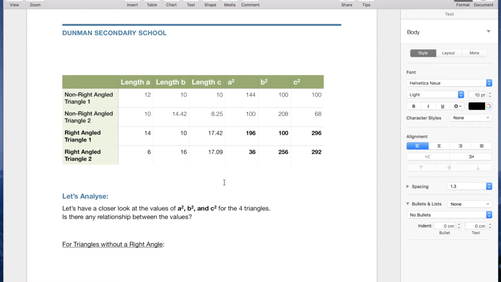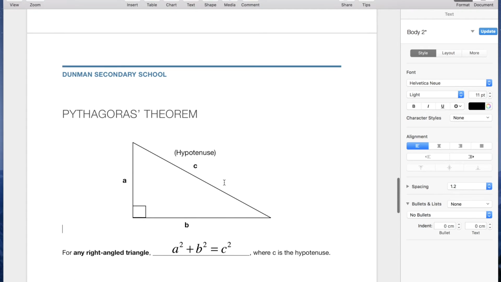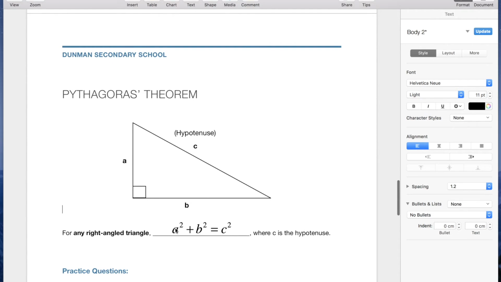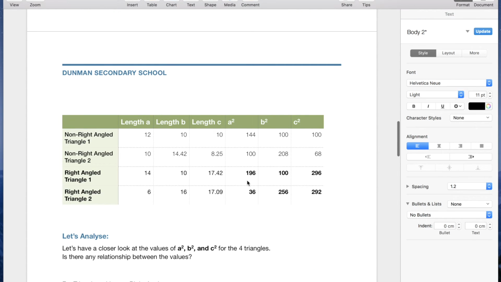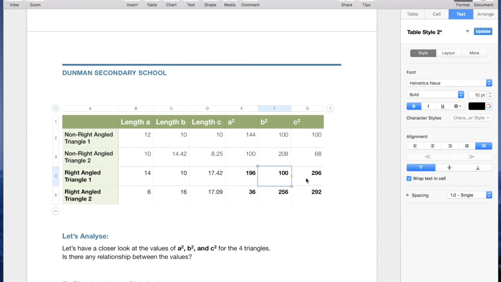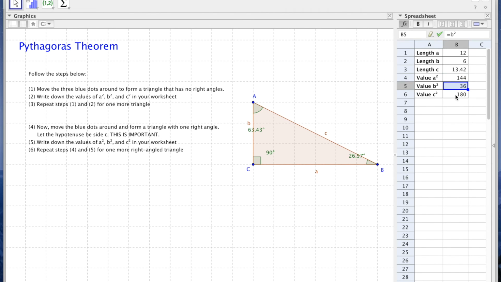So this is actually what Pythagoras theorem is all about. For any right angle triangle, a square, the length of a, if we square this length, plus b square equals c square, where c is the hypotenuse. And we can actually see from our data above that this relationship holds true for any right angle triangle. You can go back to this template and play around again. You can form any type of right angle triangle, and you can see that a square plus b square will always give you c square.